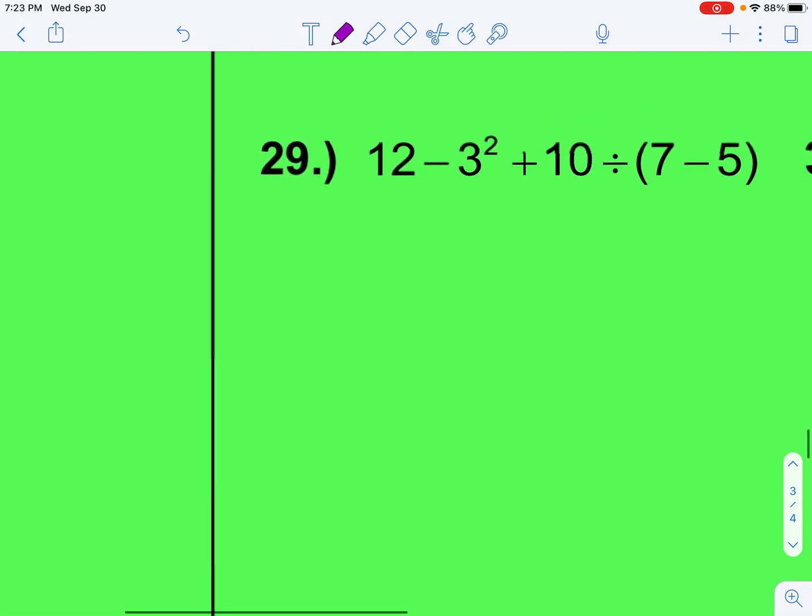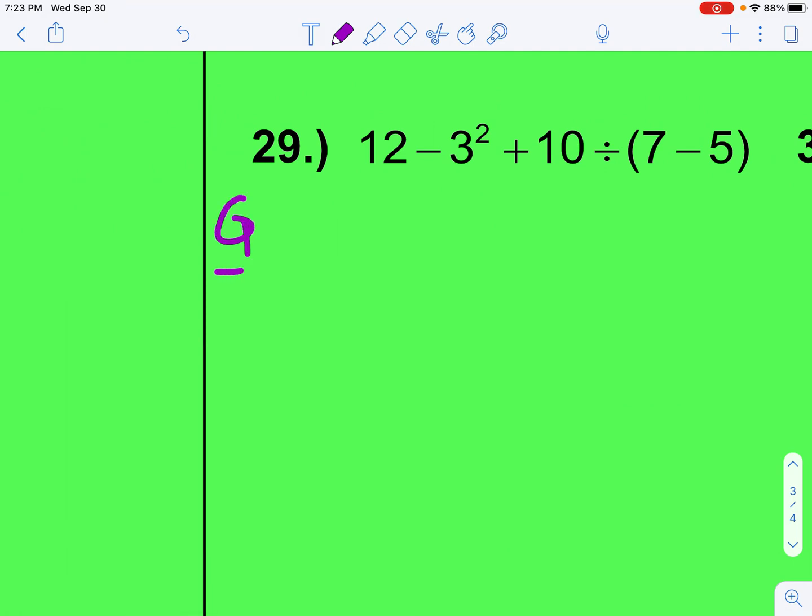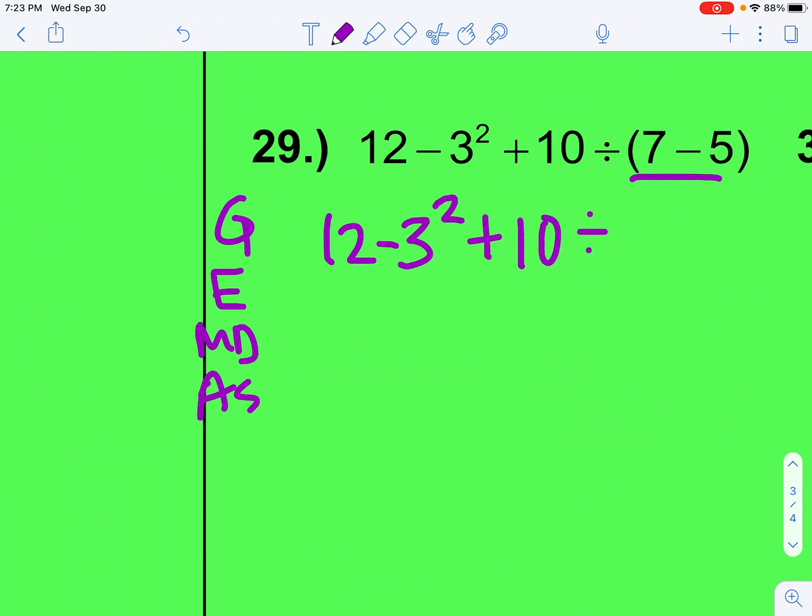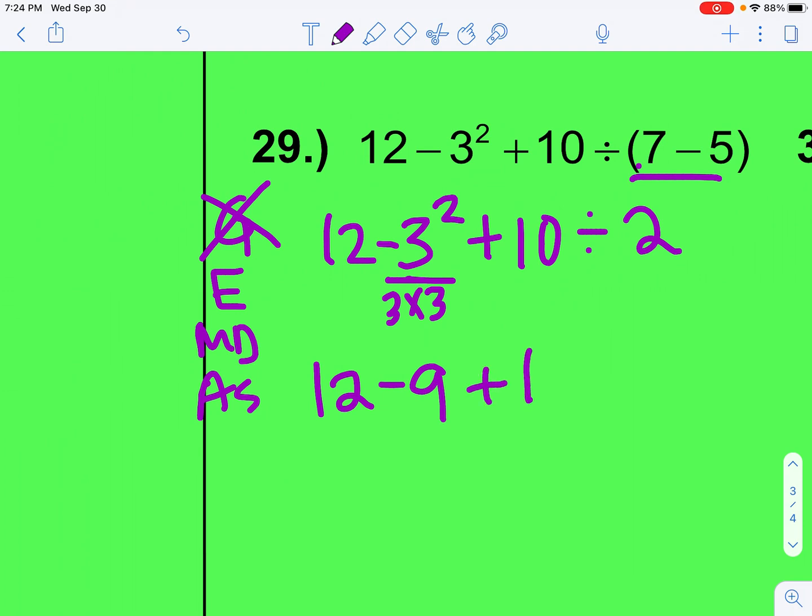Alright, so we have 3 more problems and then we're done. We need to simplify this. So again, I like to write GEMDAS out here. My first step is grouping symbols. I see I have parentheses, so we're going to do that first. I always rewrite everything that I didn't use. So now I have 7 minus 5, which gives me 2. Alright, so that's done. My next step is exponents. I see I have 3 squared. And I know that's like taking 3 times 3. So 3 times 3 is 9. And then I just rewrite everything else.